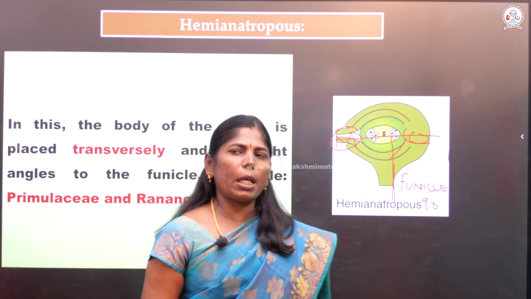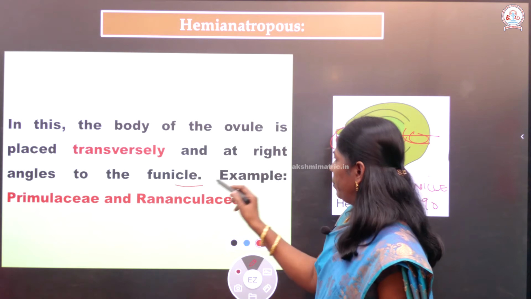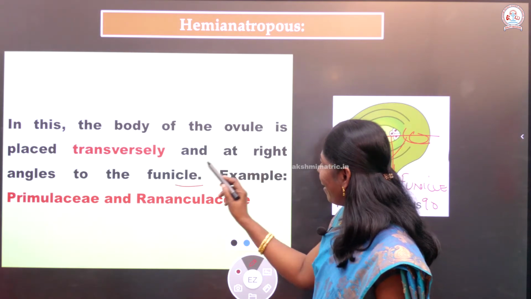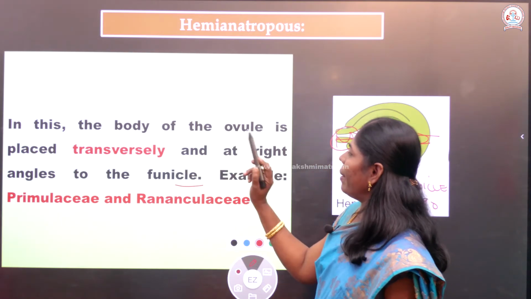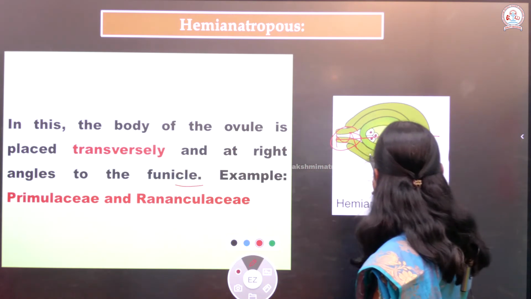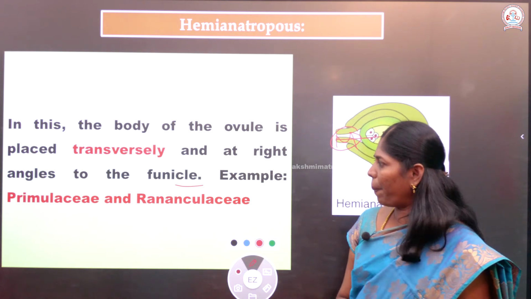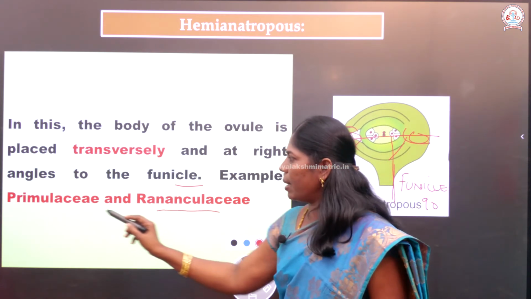So in this type the body is transversely placed, at right angle to the funicle. The funicle is at 90 degrees, and towards that there is a micropyle and another one is a chalaza. This type of ovule we can see in the Primulaceae and Ranunculaceae families.